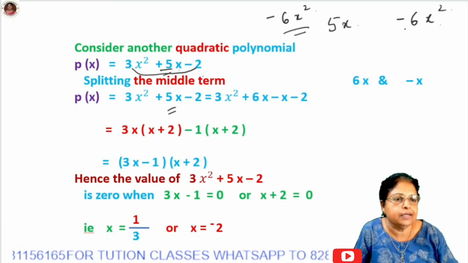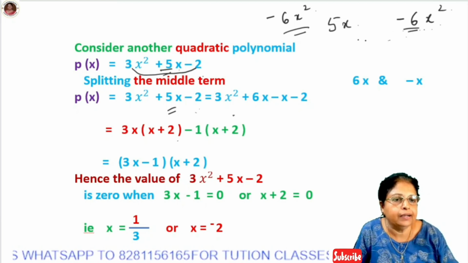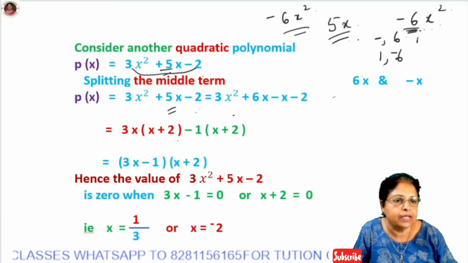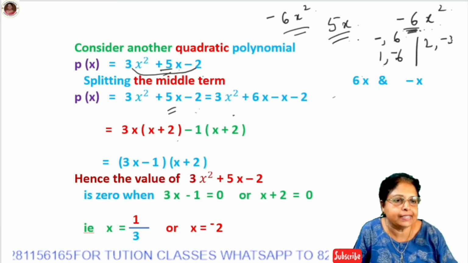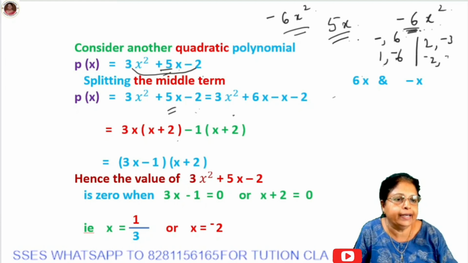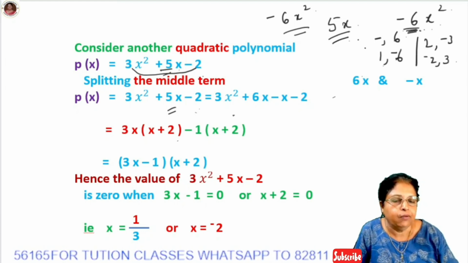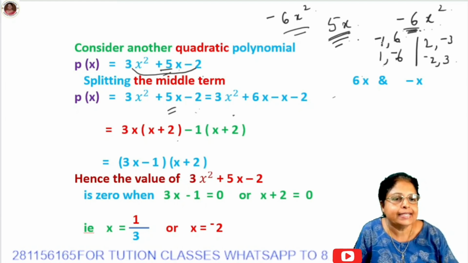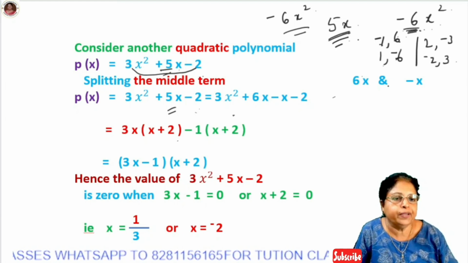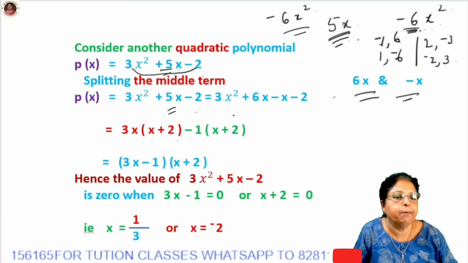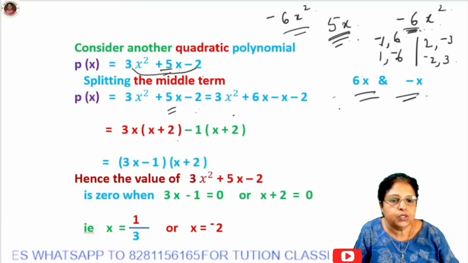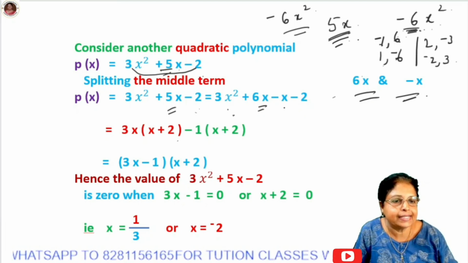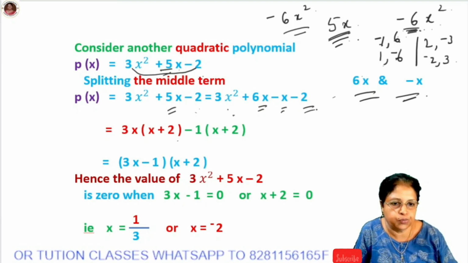For that we consider factors of minus 6: minus 1 and 6, or 1 and minus 6, or 2 and minus 3, or minus 2 and 3. Here we want to find the sum as 5x, so the factors are 6 and minus 1. So we can take 6x and minus x. So we can split like this: 3x squared plus 6x minus x minus 2.